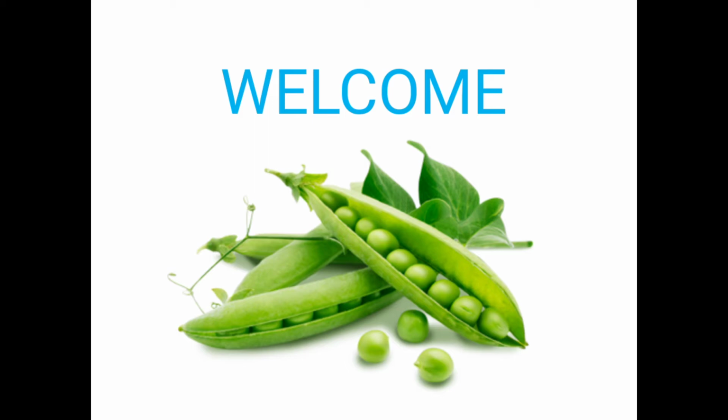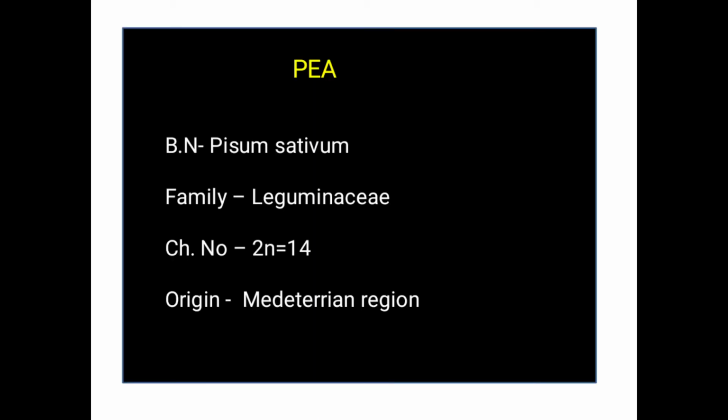Today I am going to explain cultivation practices of pea. Firstly, we see the botanical name. Botanical name of pea, Pisum sativum. Family Leguminosae. Chromosome number 2n is equal to 14. Origin Mediterranean region. It's about introduction, botanical name, family, chromosome number, and origin.